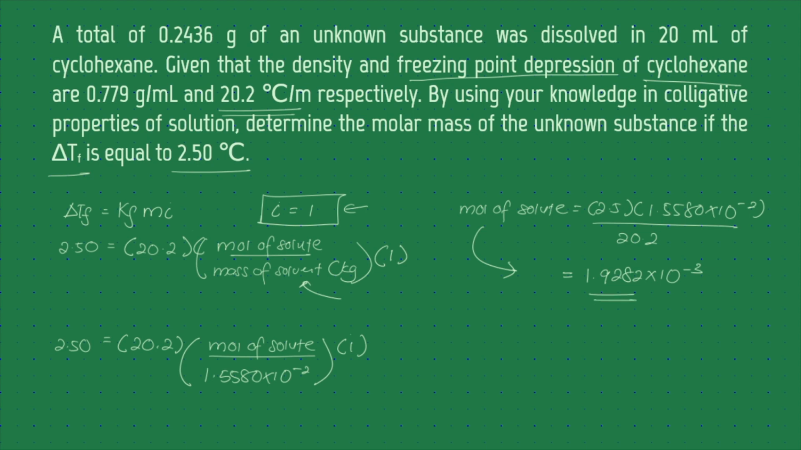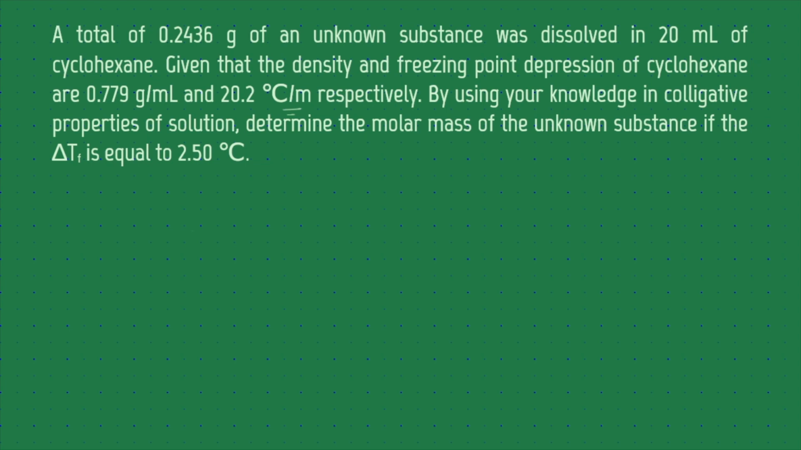So from there, because you already know the number of moles, we can find the molar mass of the unknown substance. So number of mole is equivalent to mass over RMM. Alright, so we already know the mass and we already know the number of mole. Definitely we can find the RMM. Alright, let's calculate the RMM together.